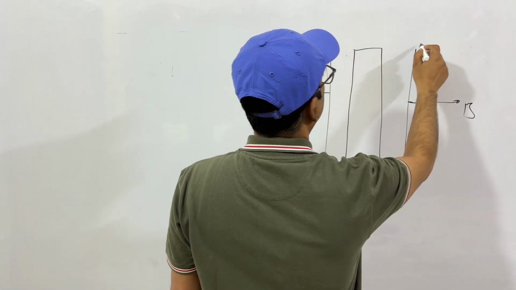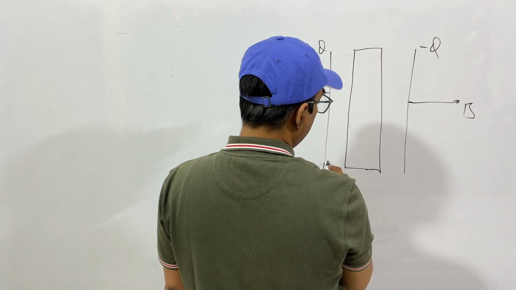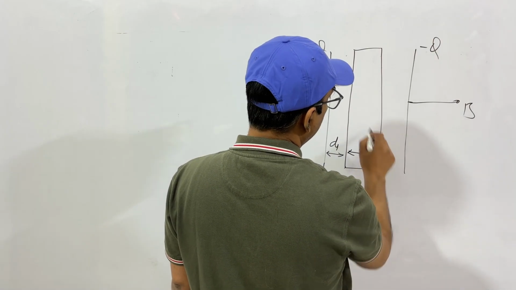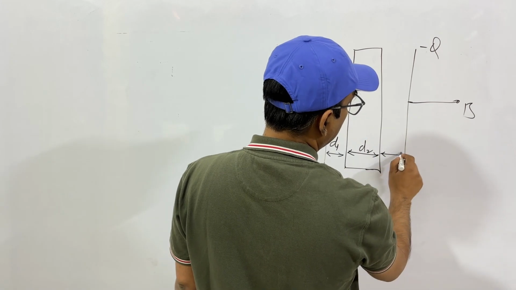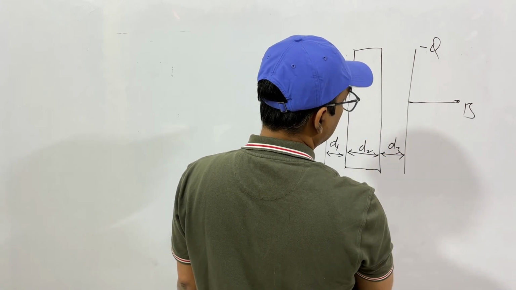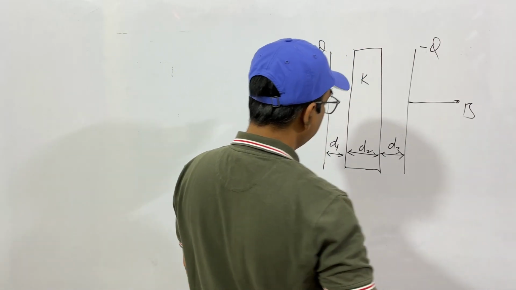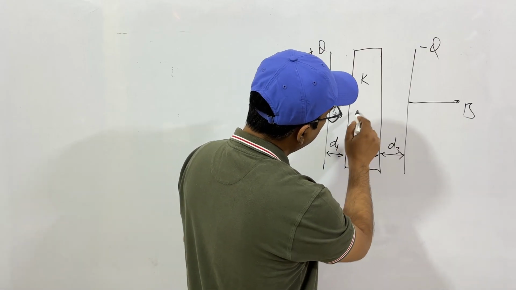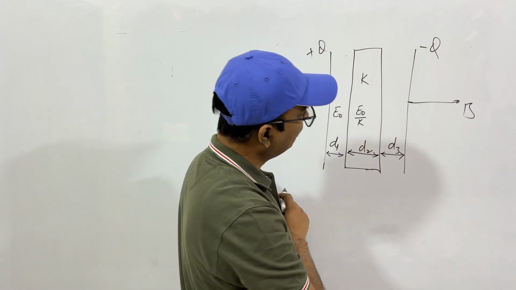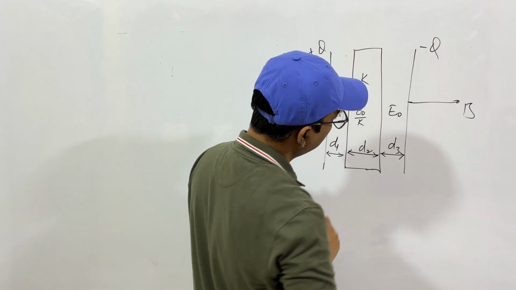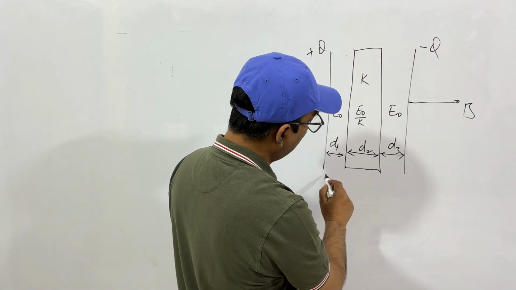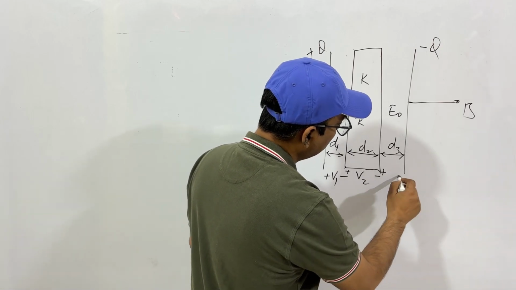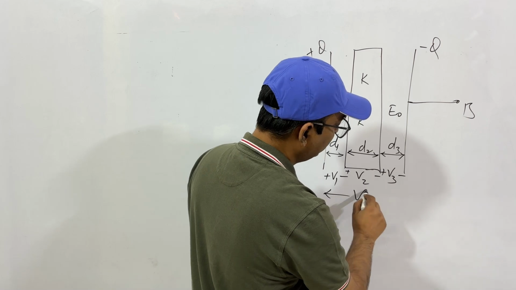This is plus q, this is minus q, and we have this thickness as d1, this thickness as d2. This is your dielectric, and this thickness again vacuum, that is d3. Okay, so what we will have, electric field intensity here will be E0, and electric field intensity here will be by definition E0 by k, and electric field intensity here will again be E0. Because of this electric field intensity, we will have voltage here, let's say V1, then again voltage here V2, and again voltage here V3, and this complete voltage will be V. Clear?